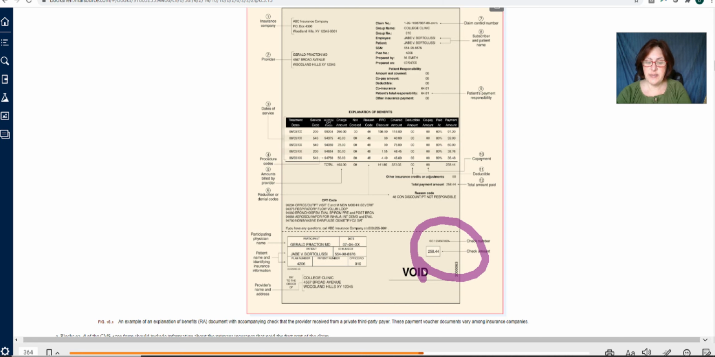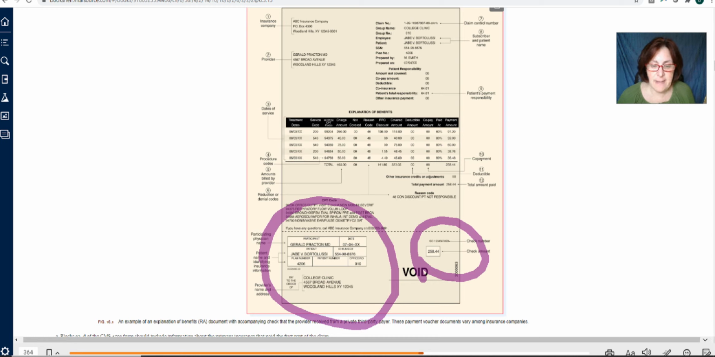Sometimes they're direct deposits and they just give you like a picture of it. And then other times it'll just say direct deposit at the bottom or EFT payment or something like that. So that is reading an EOB.